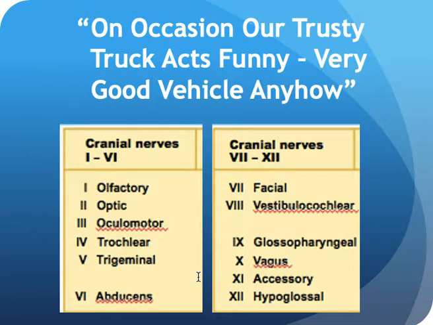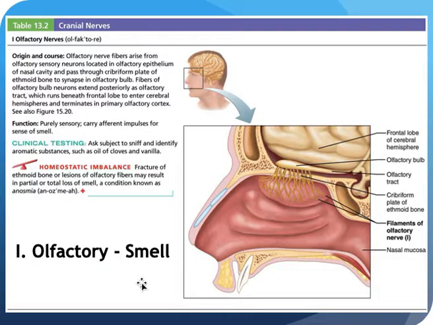This is how we used to memorize them in chiropractic school. So you get this: on occasion, our trusty truck acts funny. Very good vehicle anyhow. Okay, and there's a bunch of these on the internet that you can take, and the more inappropriate or the funnier they are, the easier they are to remember. But the first letter of each word gives you the first letter of the cranial nerve that you're talking about. So it's an easy way, a mnemonic, to help you be like, okay, what's number 7, what's number 8, what's number 9, what's number 10. It'll give you that first letter, and then from there we should be able to link them all together.